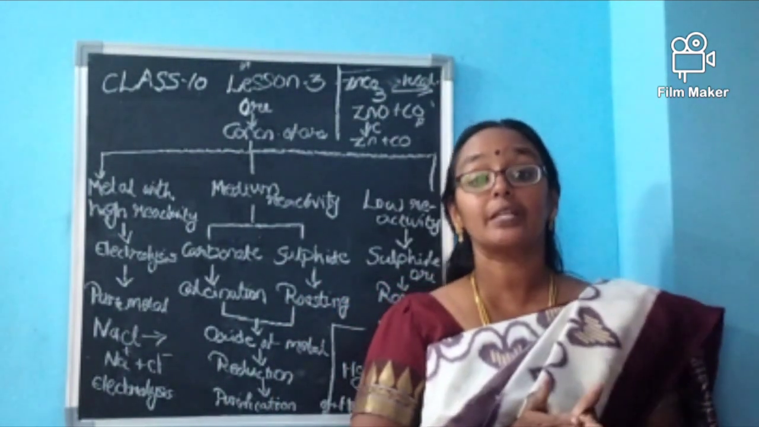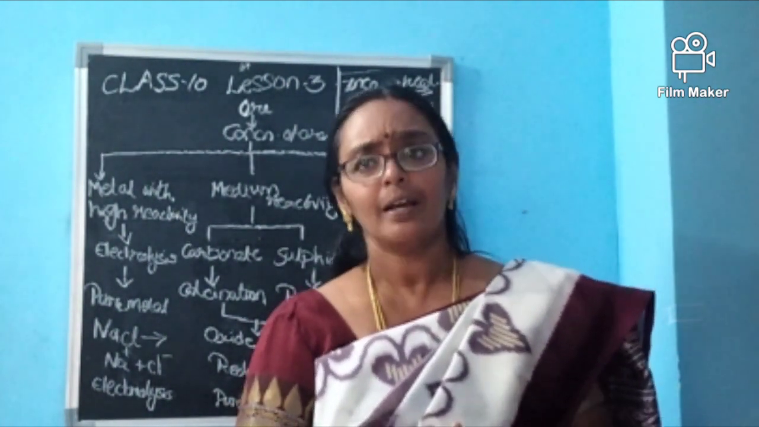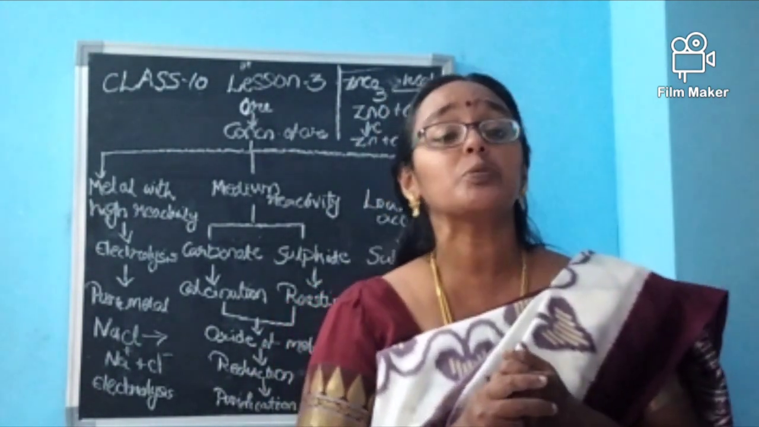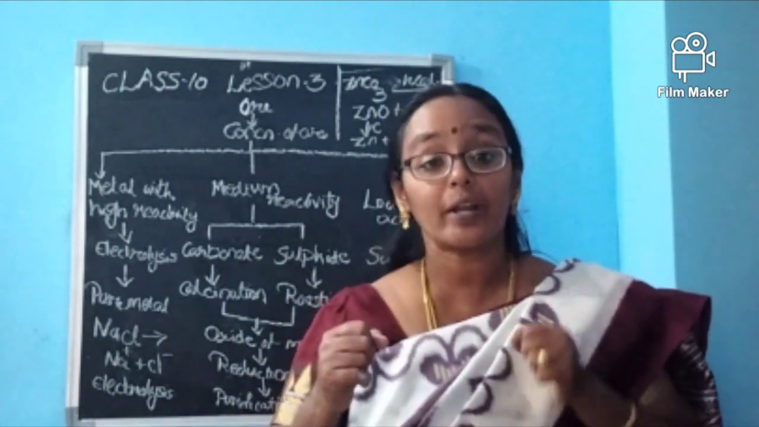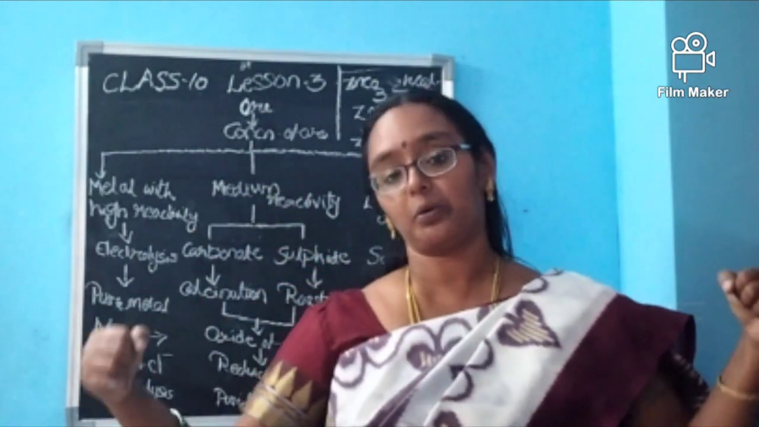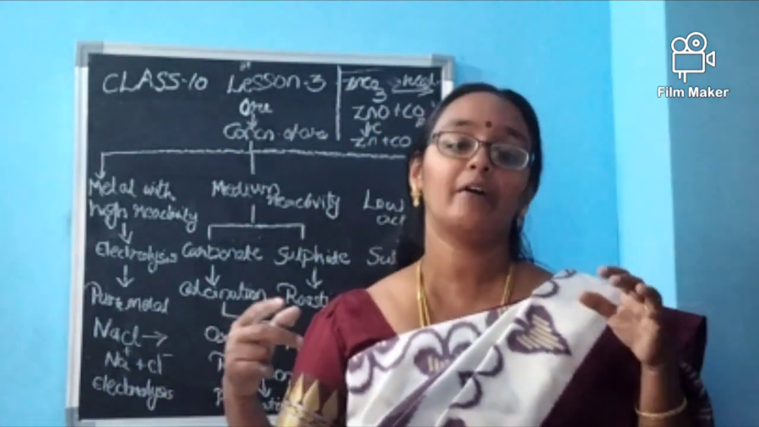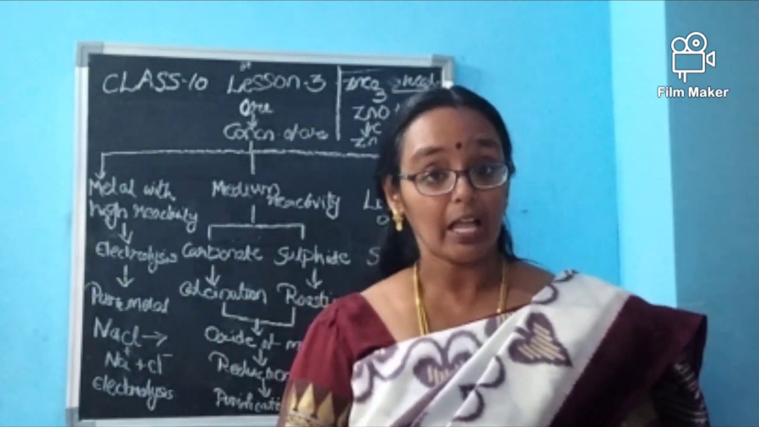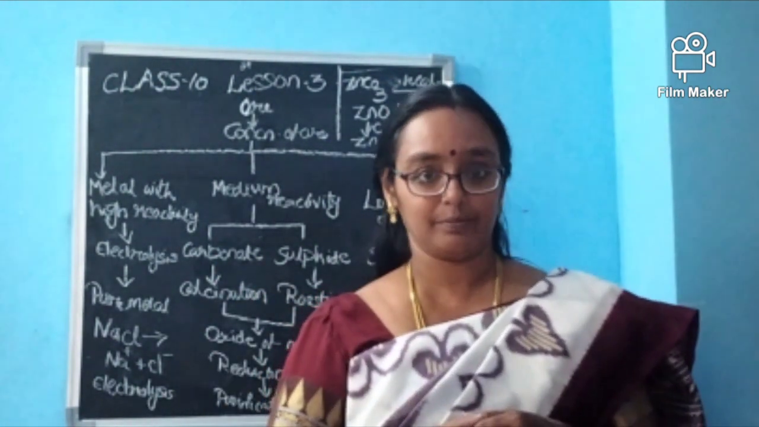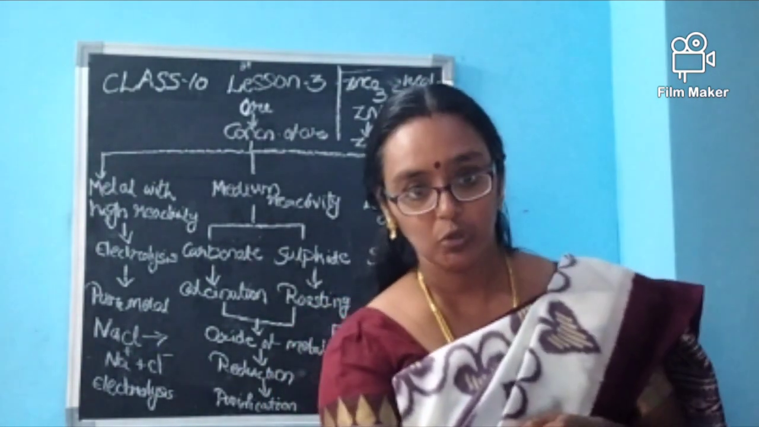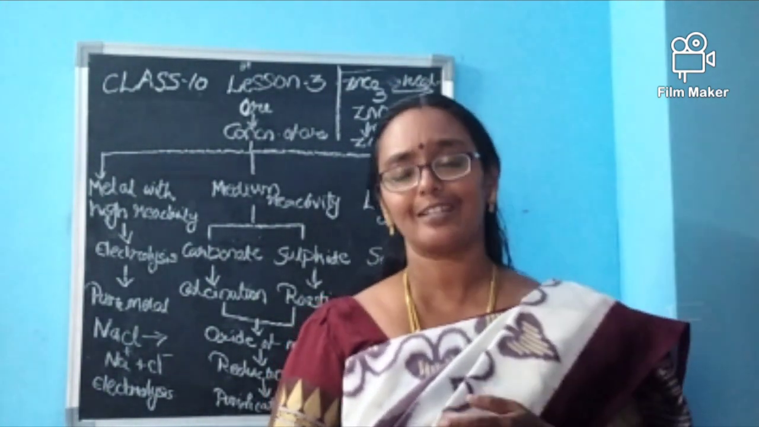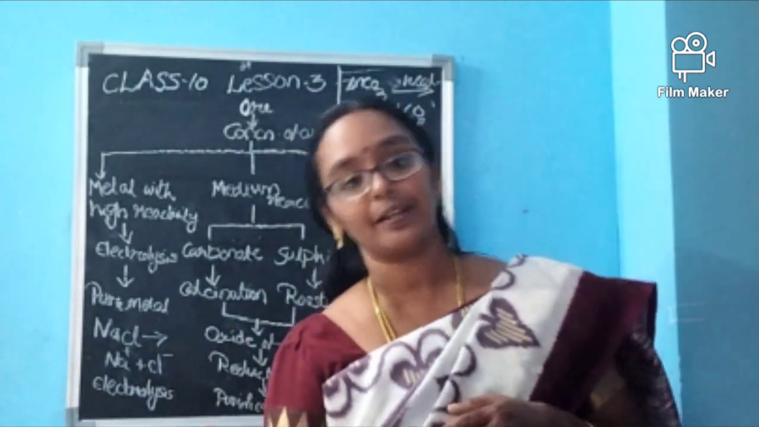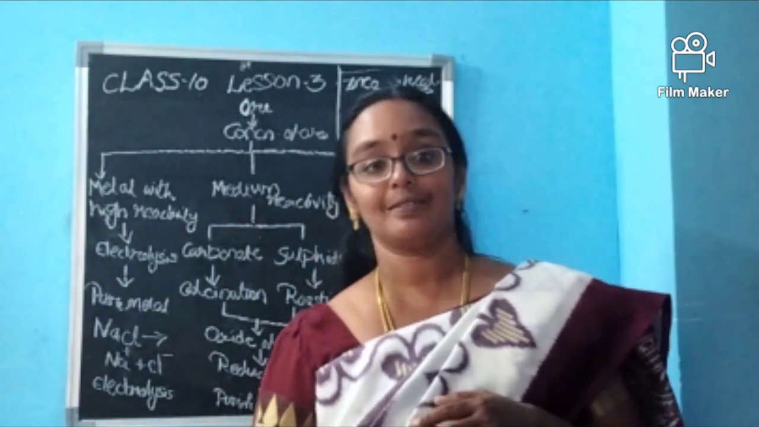Now we are going to see the properties of ionic compounds. They have high melting point and high boiling point because they are much more stable, so much more energy has to be applied to break them down. Most of them are soluble in water. For example, our sodium chloride, salt, is soluble in water, right? Many ionic compounds are soluble in water, but they are not soluble in kerosene.